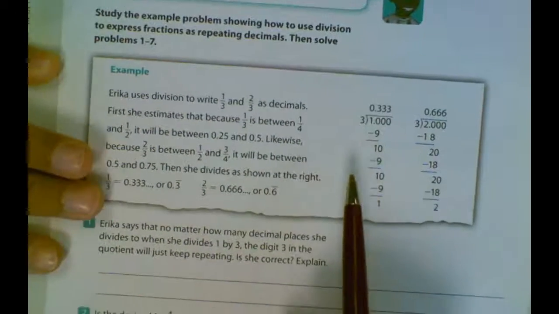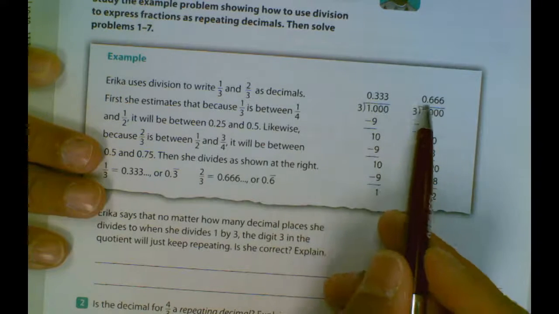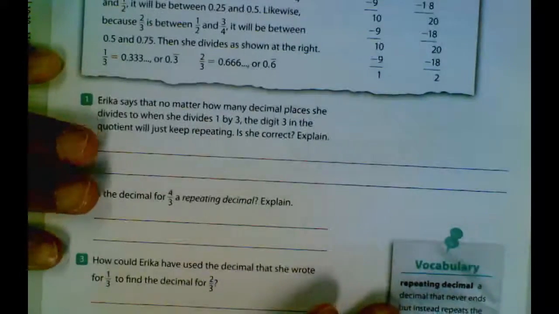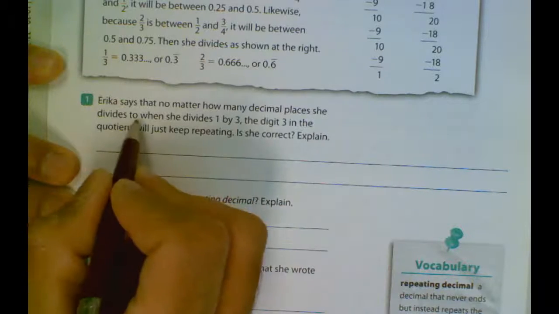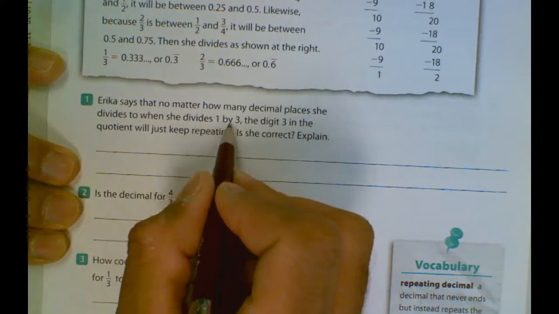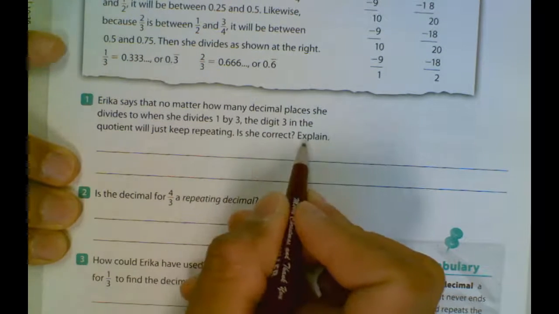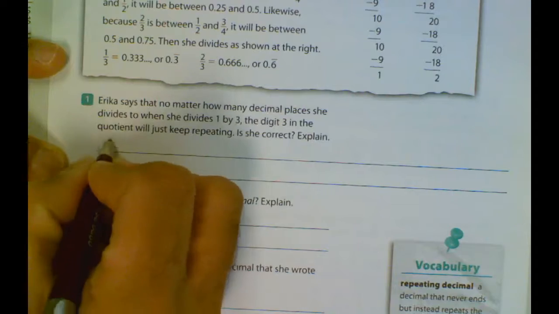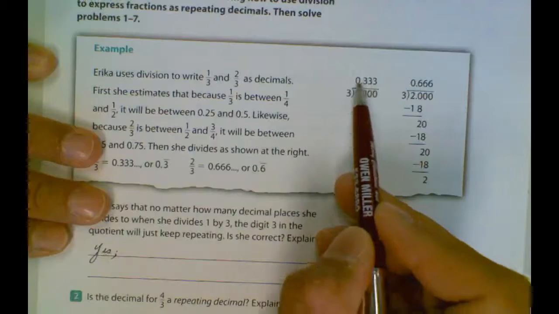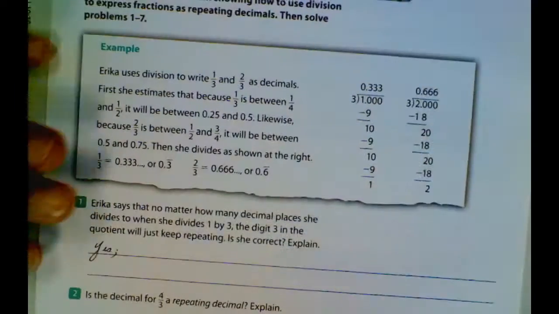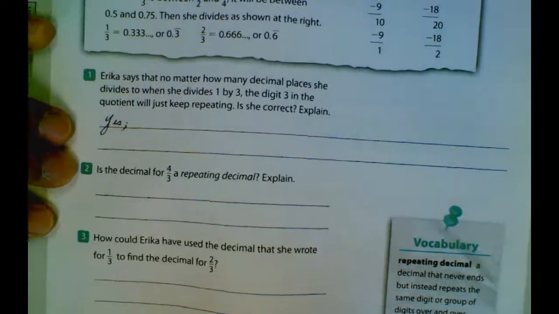So in this case, remember that the division is already here. They did the division, okay? And we have 0.333 and keeps repeating. So Erica says that no matter how many decimal places she divides to, when she divides 1 by 3, the digit 3 in the quotient will just keep repeating. Is she correct? Explain. Yes, it is correct. And you can see it here: 0.33, and it keeps repeating all the way. So what is the reason?